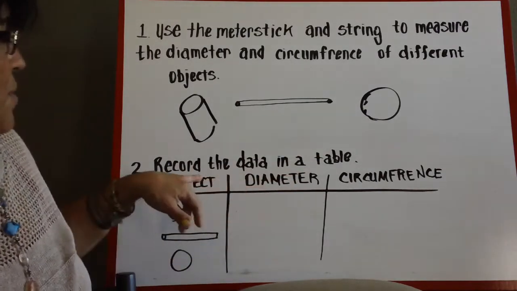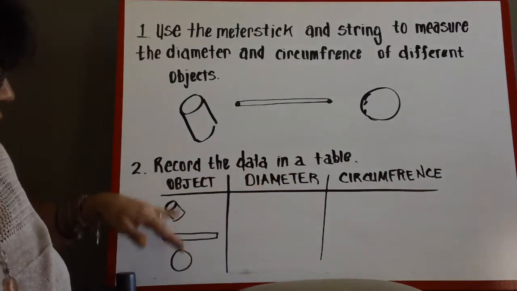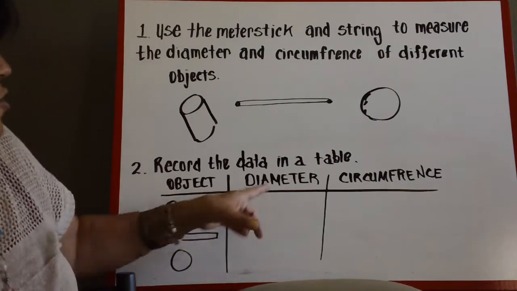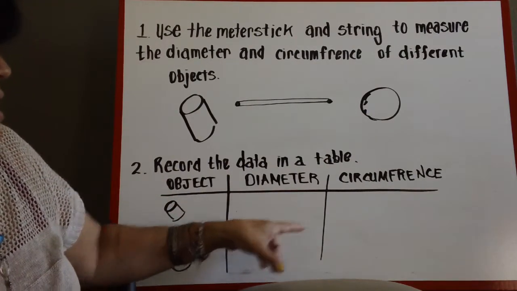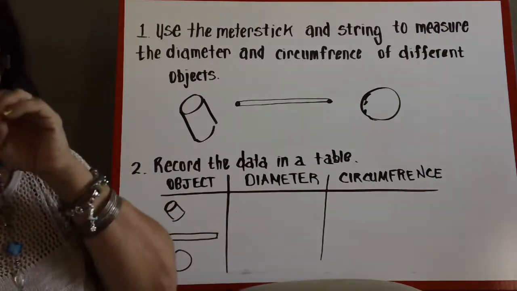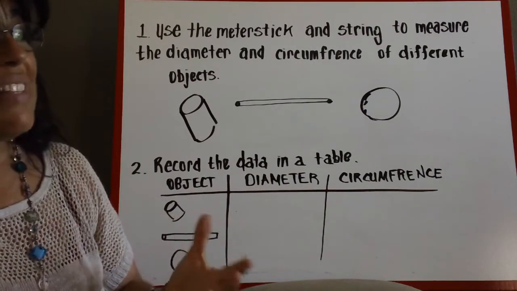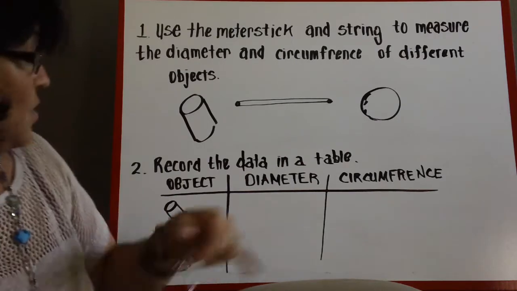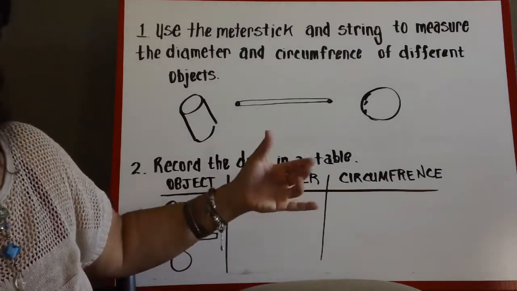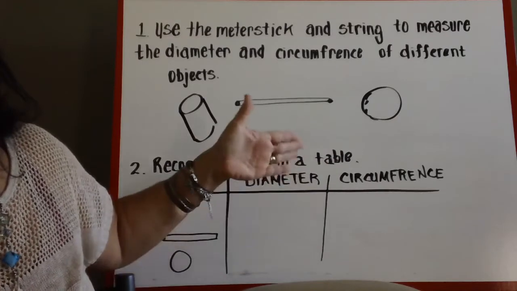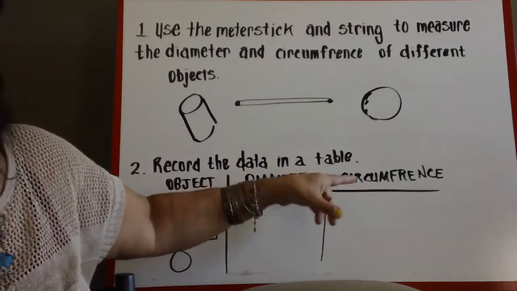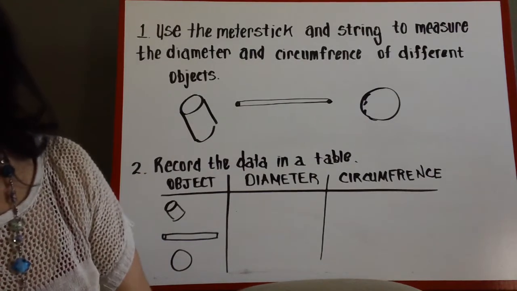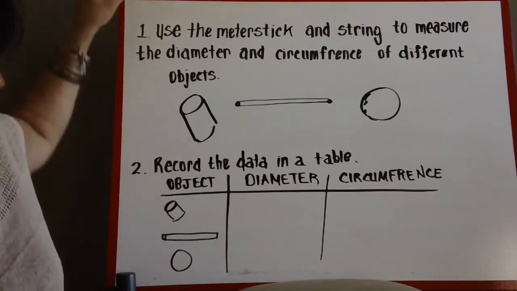Then you're going to set up a data table. You're going to have the objects, and you can either draw them, label them, or give them a name. You're going to record your diameter and also your circumference measurement. When you make the data tables, you have to make sure that you label them fully and give them units. If you're measuring in meters, make sure you have the diameter in meters and your circumference in meters. If you're measuring in centimeters, make sure it's in the appropriate units of what you've done the measurement in.